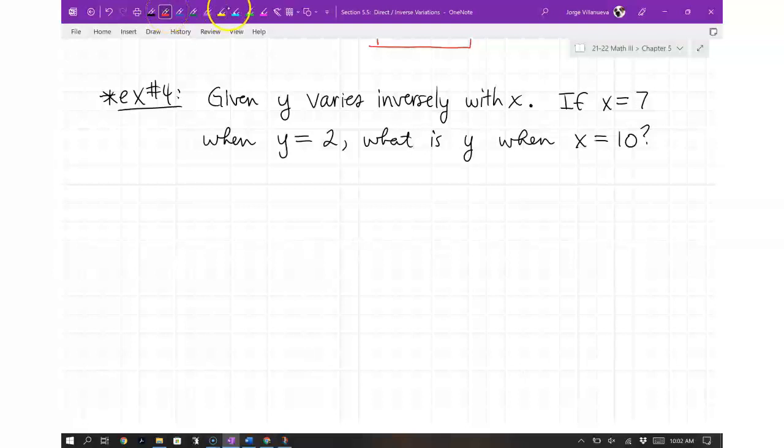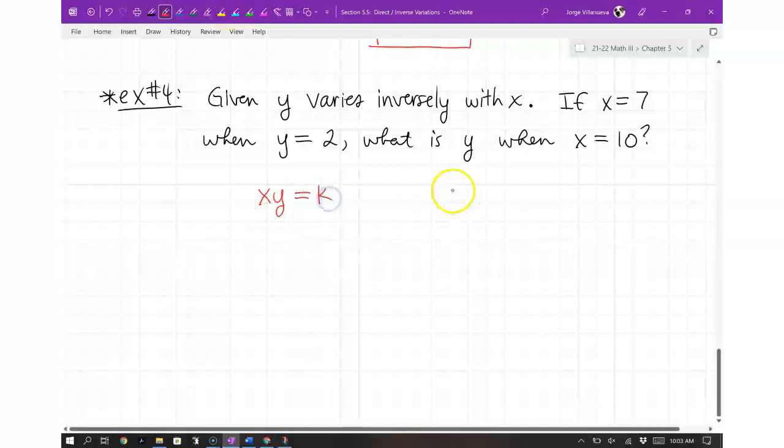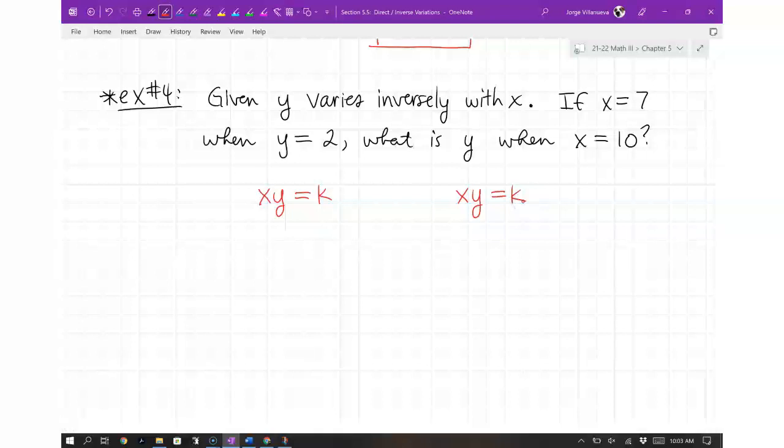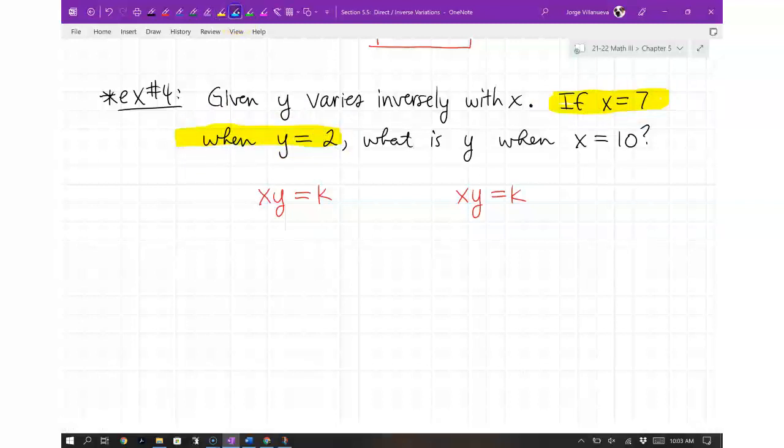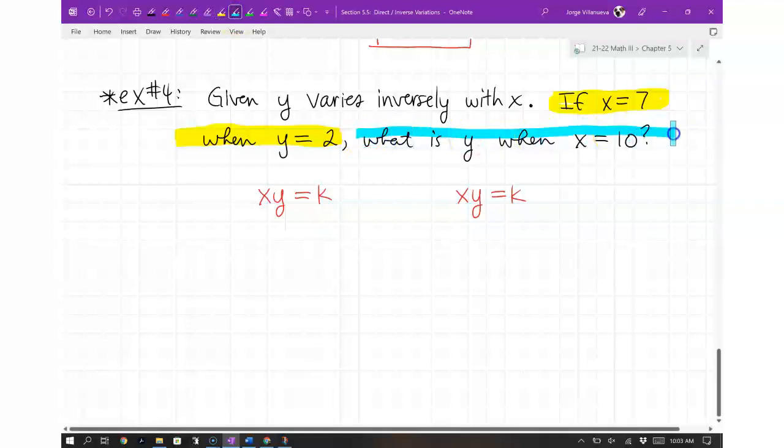Since they said inversely, then I'm going to say, okay, inverse variation is xy equals k. Xy equals k. I'm going to do it 2 times. The first equation that I have there is based on the first part of this problem right here. Okay, see this right here that I'm kind of coloring in? That's the first part of the problem. Okay? The second equation is going to be for this part of the problem.